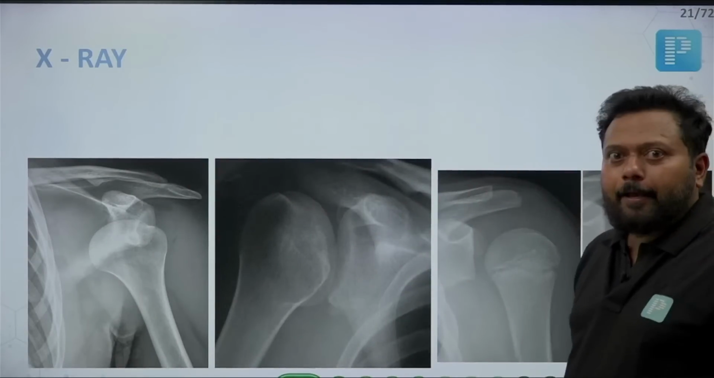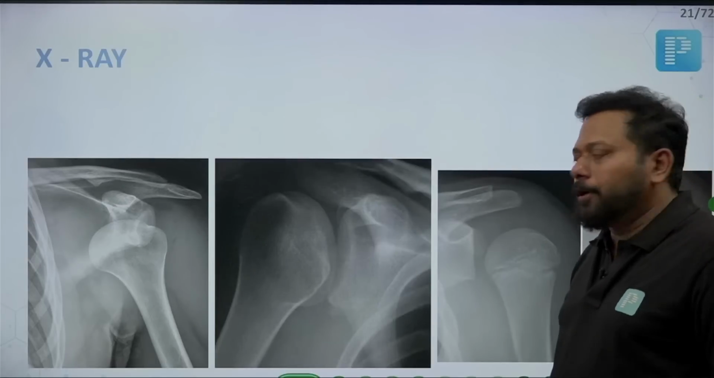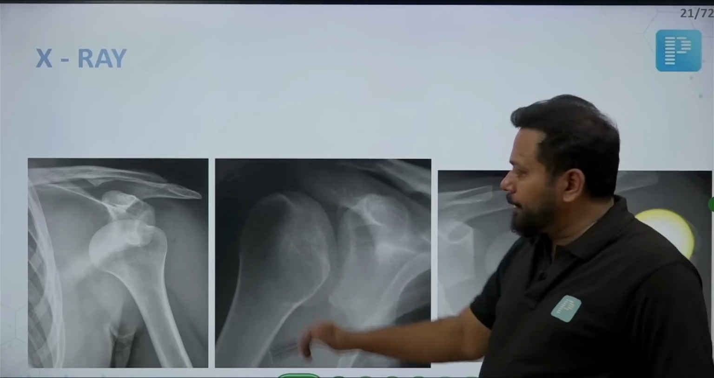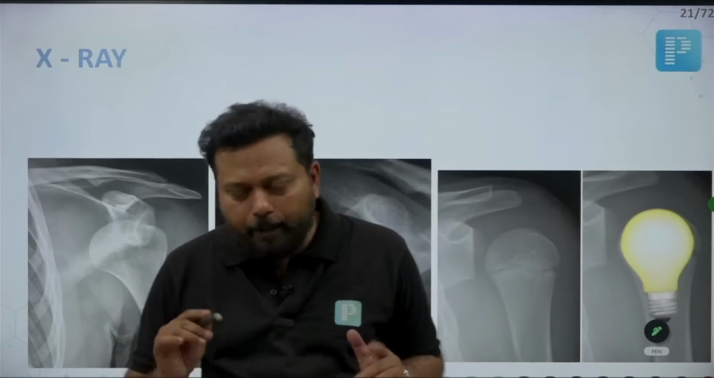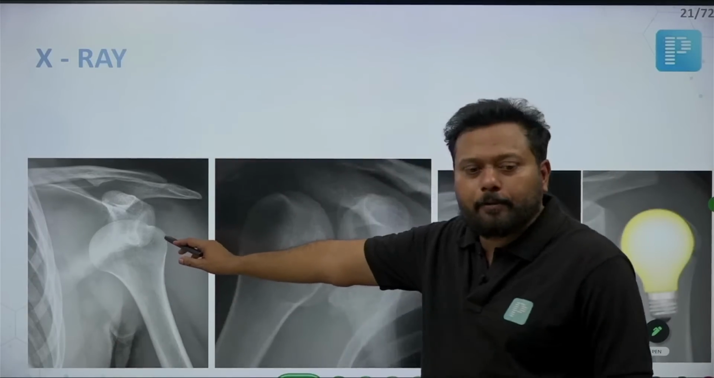See, X-ray. What are the X-ray signs of shoulder dislocation? Read this X-ray. All these X-rays are X-ray AP view of the shoulder. You look at this first diagram, the first X-ray.